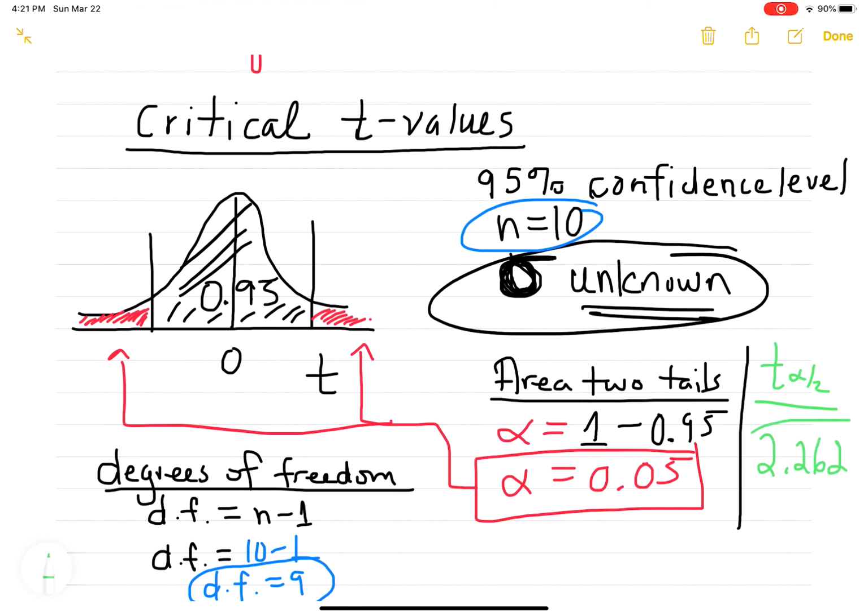2.262. So what that actually is, it's this number right here. It's the t value that separates the central 95% of t values from the two tails there. It's that upper t score that separates. Yeah. So this would be t alpha over 2 right here.